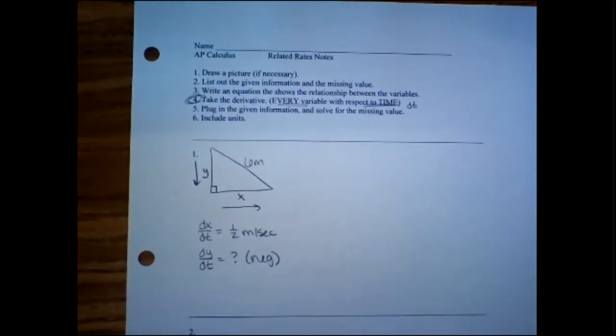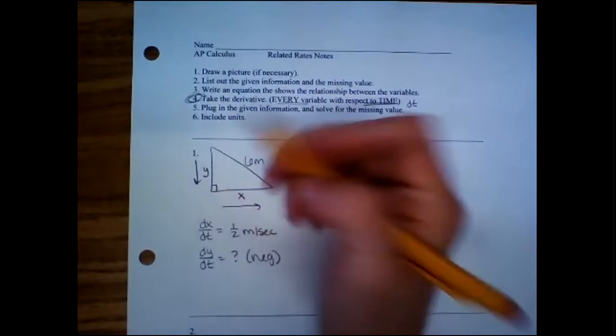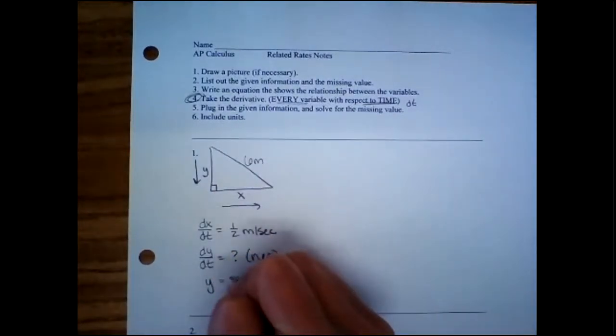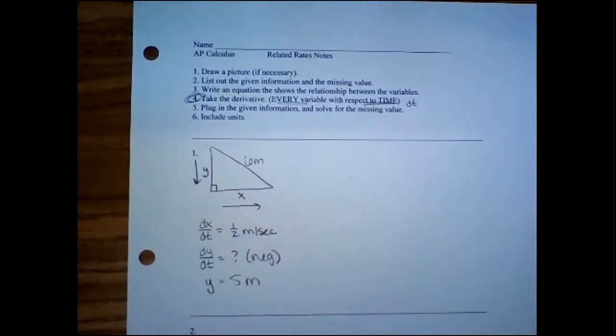Now everything's moving, but you have to pause at a certain moment. You can only talk about one moment at a time. And it said when the top of the ladder is at 5 meters. So when y is 5 meters, we're going to pause at that moment. Everything's moving, but we're going to hit pause at that moment. Are you all still with me? It doesn't seem like anyone's freaked out yet.